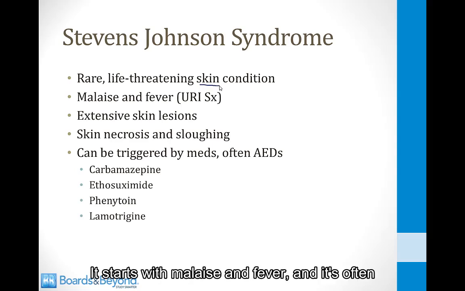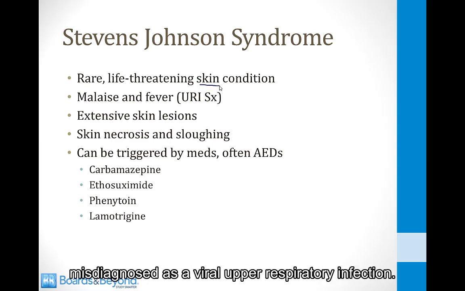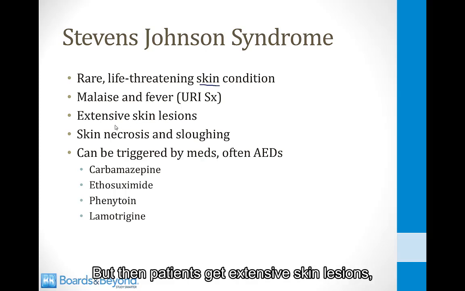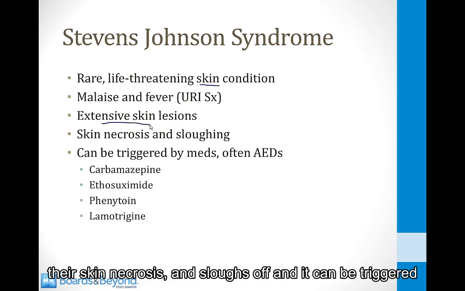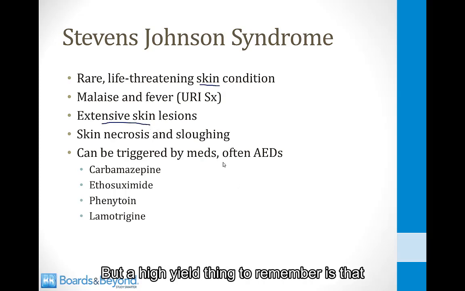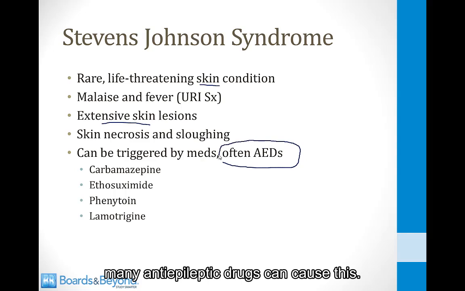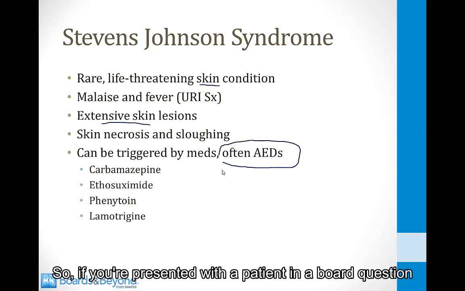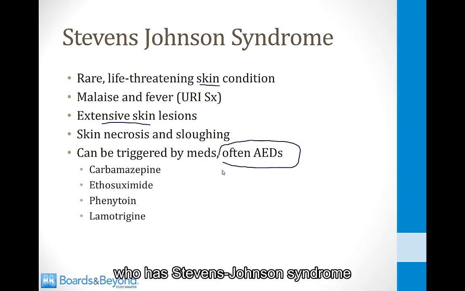It starts with malaise and fever, and it's often misdiagnosed as a viral upper respiratory infection. But then patients get extensive skin lesions, their skin necroses and sloughs off, and it can be triggered by a lot of meds, but a high-yield thing to remember is that many anti-epileptic drugs can cause this. So if you're presented with a patient in a board question who has Stevens-Johnson syndrome, look for one of the anti-epileptic drugs, because that may be the answer.